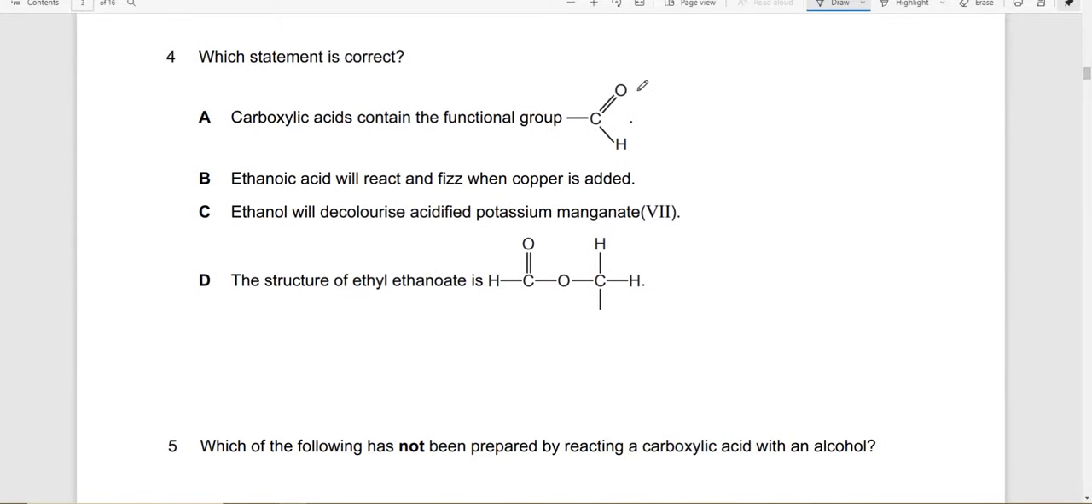Which statement is correct? Carboxylic acid contains this group. No, it contains this group. OH is there. It is not the answer. Ethanoic acid will react and fizz when copper is added. Ethanol will decolorize. No, it will not. Structure of ethyl ethanoate is ethyl. No, it is methyl, and this is methanol. So the answer would be B. When acids react with metals, hydrogen is released. That is where the fizz is coming from.